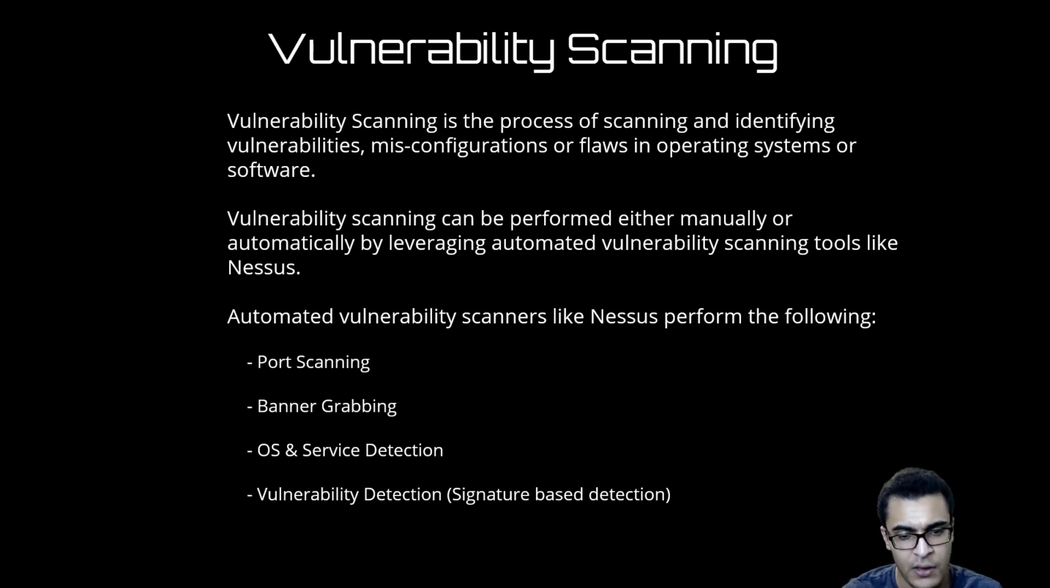For example, if I have a Linux server that's running vsftpd 2.3.4, Nessus already has a signature for the vulnerabilities or exploits that affect that specific version of vsftpd. Right, and the way signature-based detection works is that a certain vulnerability like the vsftpd one can be identified firstly by performing port scanning, identifying that FTP is running on the target, regardless of the port.